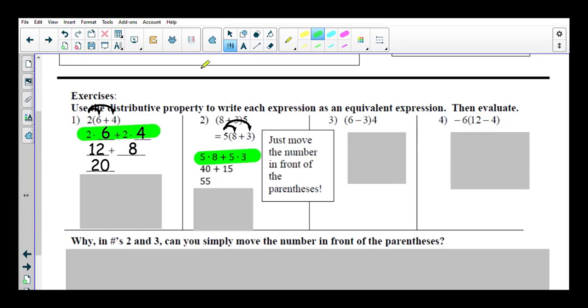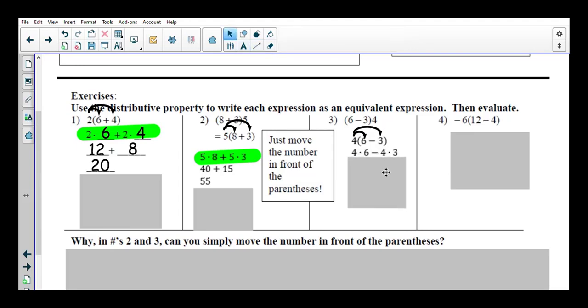All right, in number 3, the very first thing I'm going to do is I'm going to rewrite it with the 4 in front of the parentheses. That just makes things a lot easier. I'm not saying you have to do that, but if you distribute the 4 from behind the parentheses, you have to do 4 times 6 first, and then do 4 times 3, because you're going to be subtracting, and order matters when we subtract. So I'm going to write this as 4 times 6 minus 4 times 3.